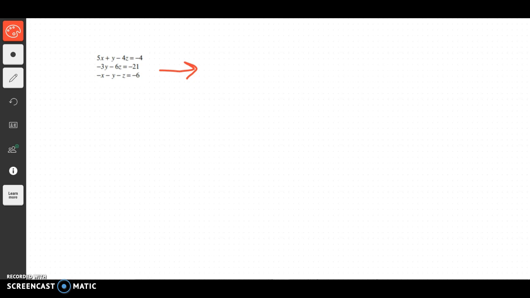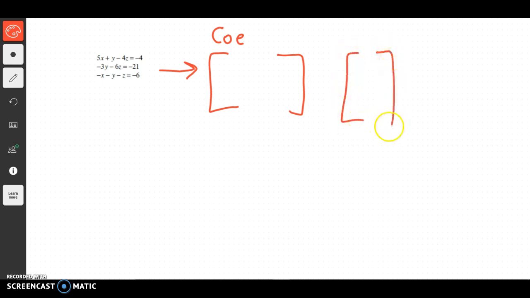And when you turn this into the matrix, you have three parts to this problem. The first thing you have is your coefficient matrix. That's where we're going to put all our numbers. The next thing you're going to have is your variable matrix. This is where we're going to put all the variables, and that's going to be equal to our constant matrix, where we're going to put all our numbers that it's equal to.